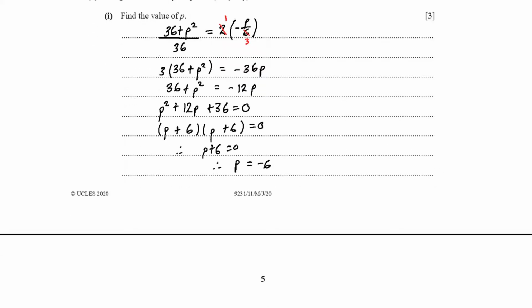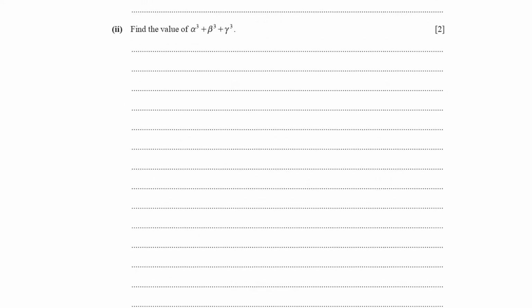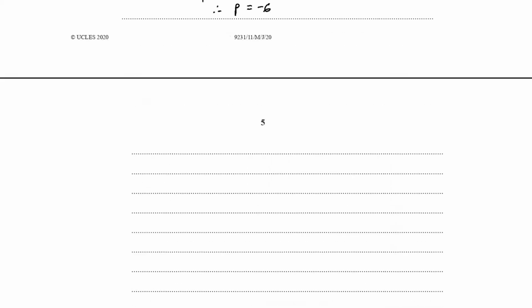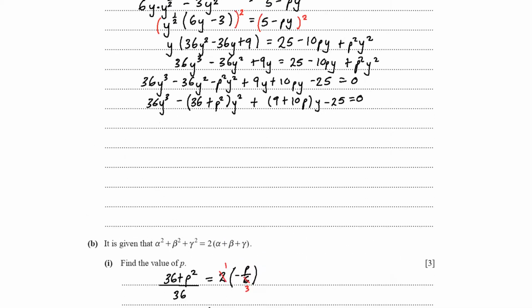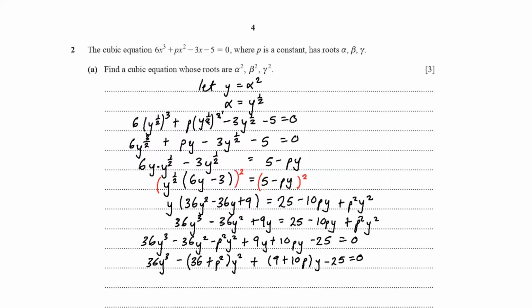Let's go on to the next part of the question, B part 2. Find the equation of alpha cubed plus beta cubed plus gamma cubed. Now, for us to find this, let us consider the original cubic equation. Now, the original cubic equation is this one. So let's put it here.